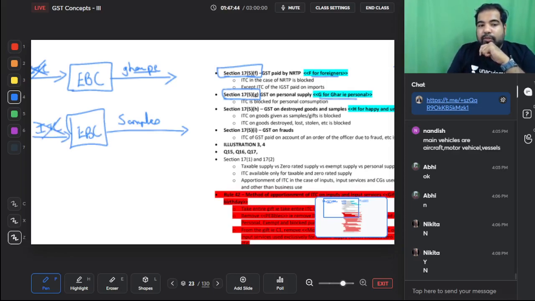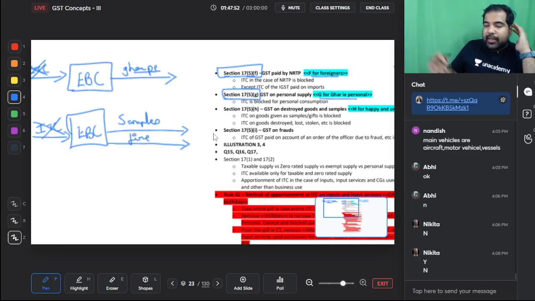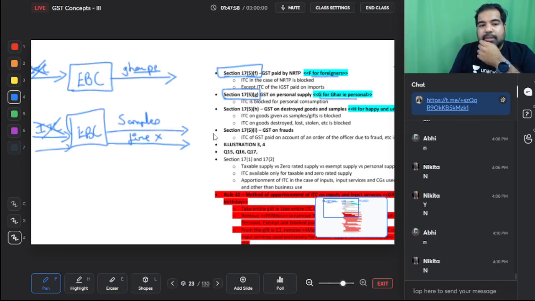And guys, what if the bikes catch fire and get destroyed? There are bikes which are ready in your electric bike company's factory and they catch fire and get destroyed. Does the government get GST on those bikes? No. So they will not even give you ITC. So that is unhappy. Fire will make you unhappy. Samples will make people happy. So happy, unhappy, 17(5)(h): on samples and goods destroyed, lost, stolen, etc., you don't get any ITC. Unfortunate.